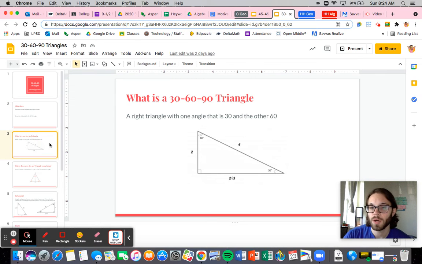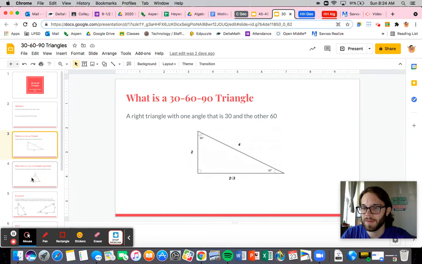All right. So what exactly is a 30, 60, 90 triangle? Well, it's in the name, right? If we have a right triangle where we have one angle being 30 degrees and the other angle being 60 degrees, that is a 30, 60, 90 right triangle. So it's directly in the name, right? You have an angle that's 30, an angle that's 60, the other one will be 90. And just from looking at this for a minute, you can probably see that there is going to be a pattern that's going to emerge.